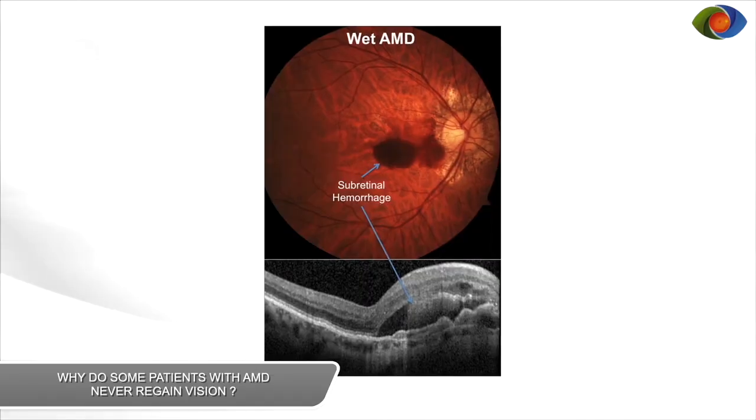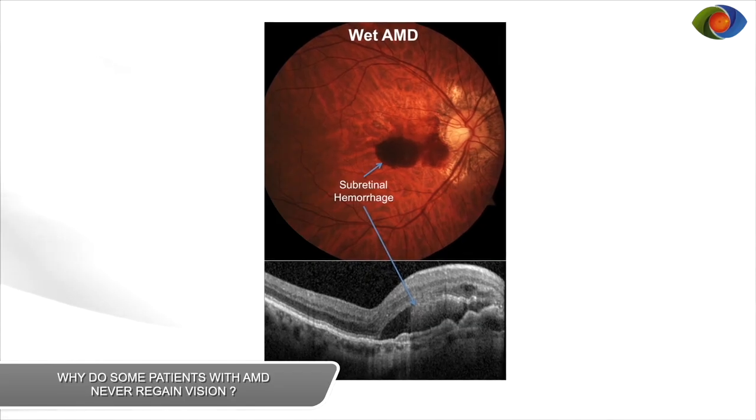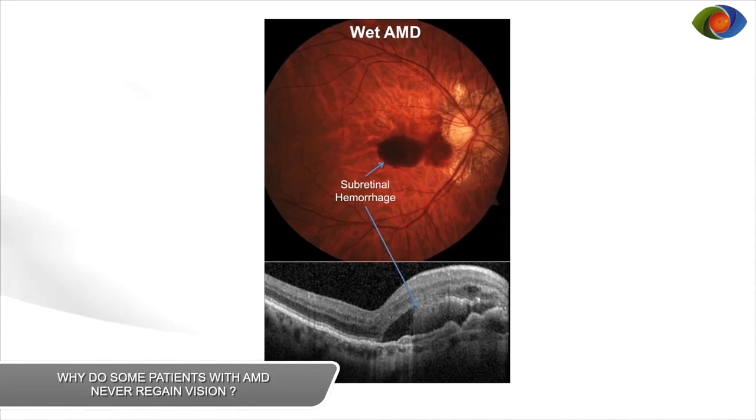And once it has reached the doctor really late, when something called scarring has set in, when you have a wound on your hand, when it heals, you have a mark there, that is called a scar. Similarly, you can get retinal scarring in wet AMD, and that retinal scarring, once it has set in, limits the amount of vision that you are getting back.